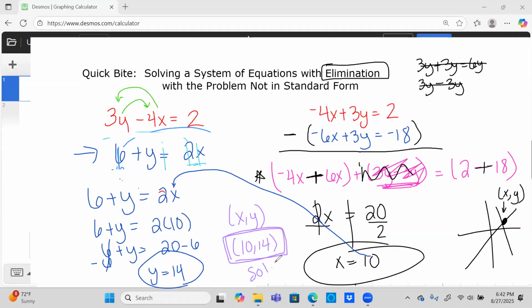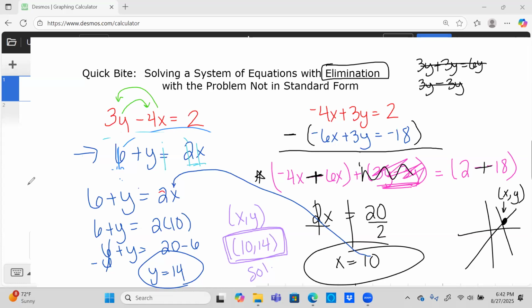So yeah, that's a mess. Go nice and slow. Watch your signs. People will goof the minus, so be careful there. And yeah, so that is how you solve a system of equations using the elimination method when the original problem was not in standard form. So it's kind of 2 problems in one. We had to fix the problem, then solve.